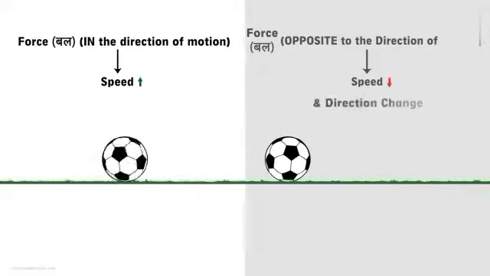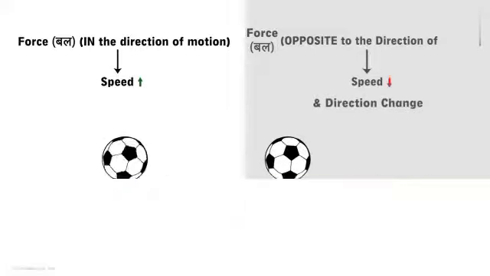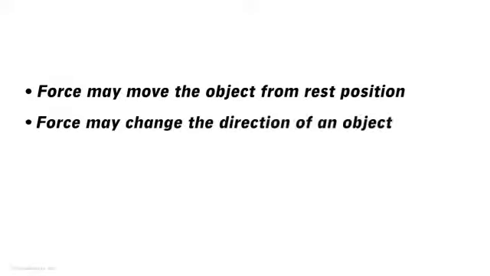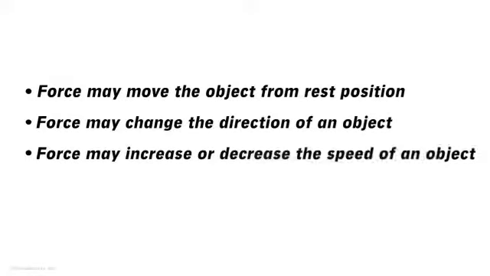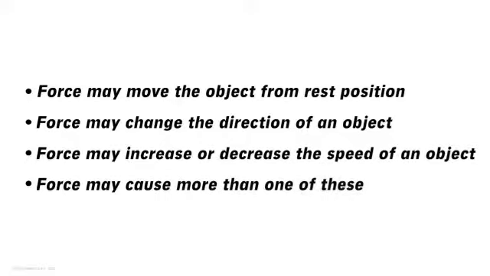So, what do we conclude from all these things? We conclude that a force may move the object from rest position. A force may change the direction of an object. A force may increase or decrease the speed of an object. A force may cause more than one of these.